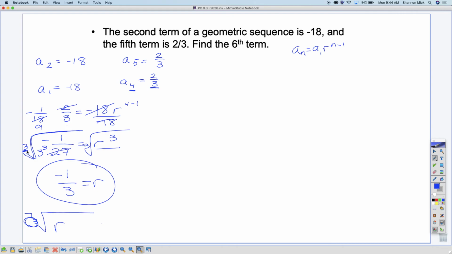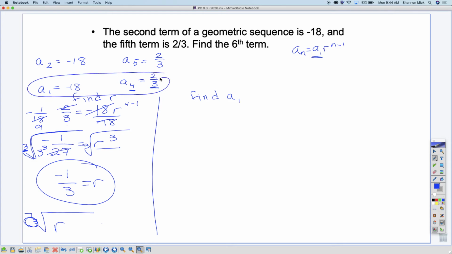Okay. Got it. So now I have my r. I need to find my what? A sub 1. So the first step was to find r. In an arithmetic sequence, the first step was to find the d, wasn't it? The next step is to find a sub 1. Now this group was used to find r. This group is used to find a sub 1. Does it matter which one I use?